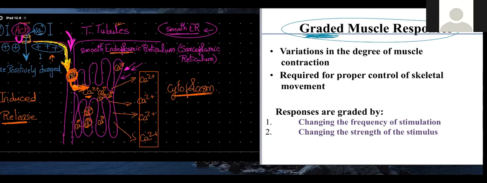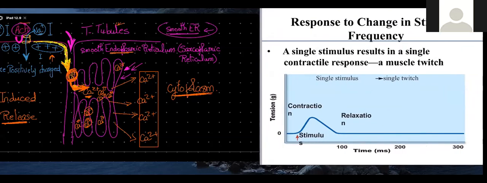What's going to be determining how strong will the muscle contract? First factor is going to be according to the frequency of stimulation. What I mean by frequency? Frequency means how many stimuli did I get in a period of time. So again, if you get a single stimulus, you're gonna have a single muscle twitch, muscle contraction, followed by relaxation.